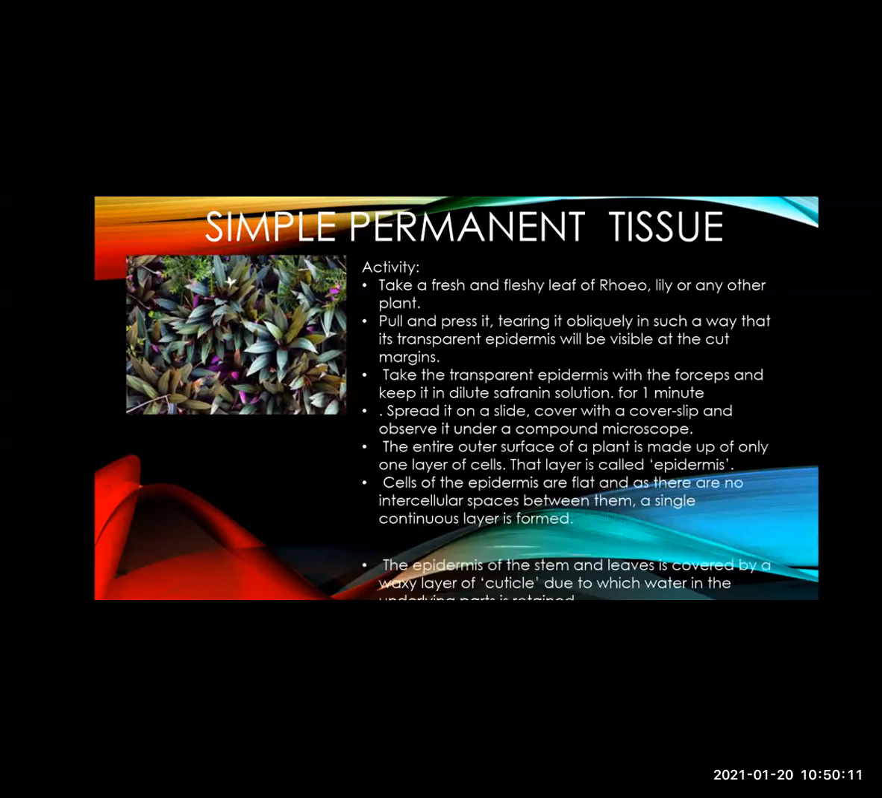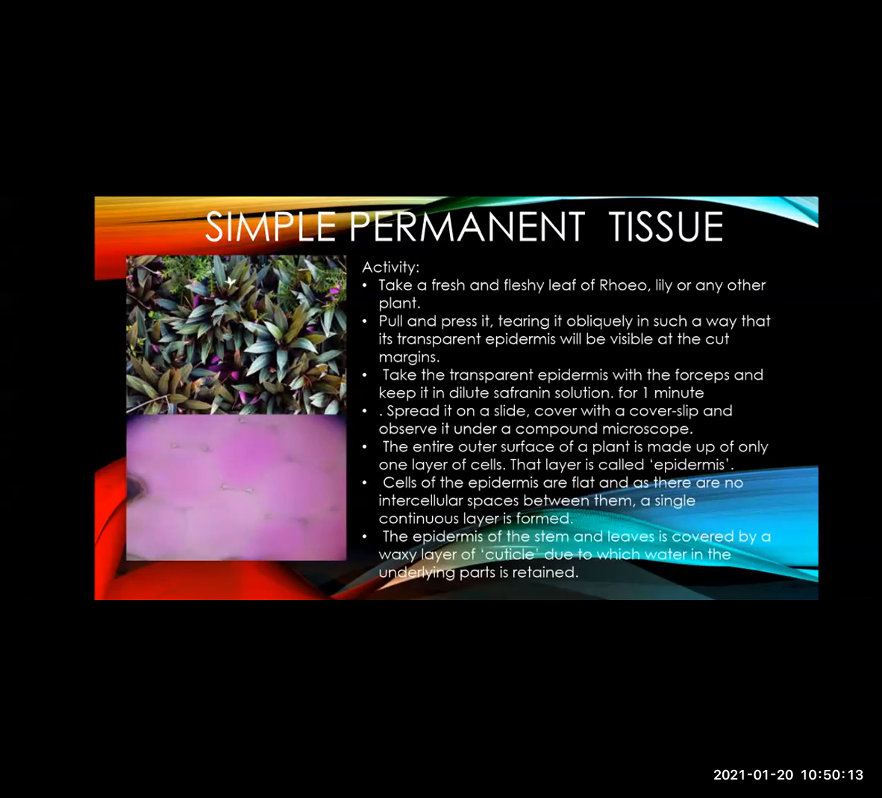Now, what do you observe under microscope? This is how the slide of the Rohio peel looks under the microscope. You can see these polygonal pink cells which are rich in cytoplasm, and there is very less space between two cells. This layer, this thin layer of Rohio leaf is known as epidermis. This is a parenchyma cell. It is a type of simple permanent tissue.